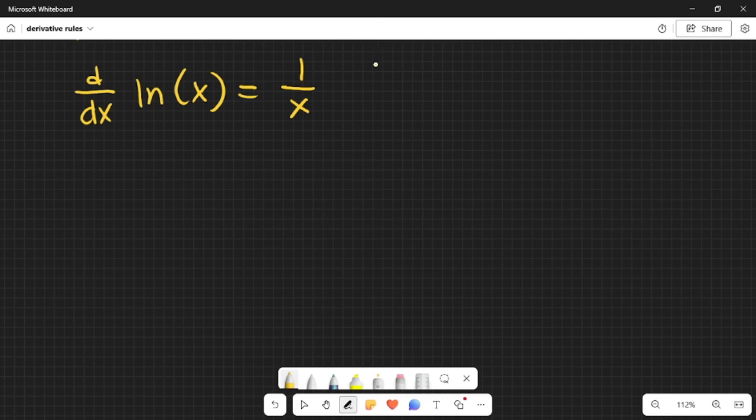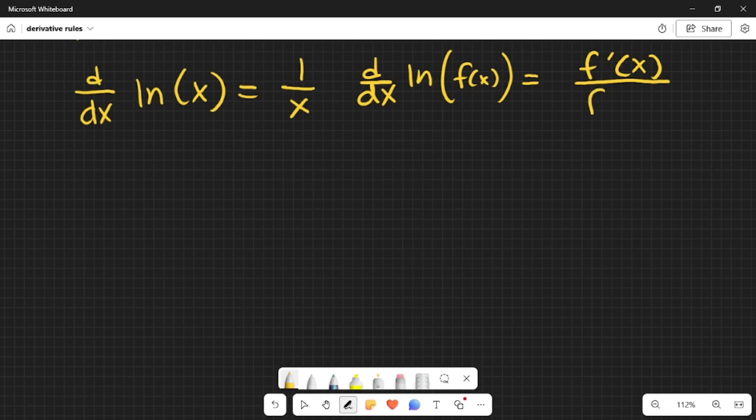Now for our logarithmic functions, all you have to remember is that d dx of the natural log of x will be 1 over x. And the general formula, if ln has a function inside of it, then all you have to do is take the derivative of the function inside, and we're going to put it over the original function. Let's have some examples. d dx of the natural log of x would be 1 over x.